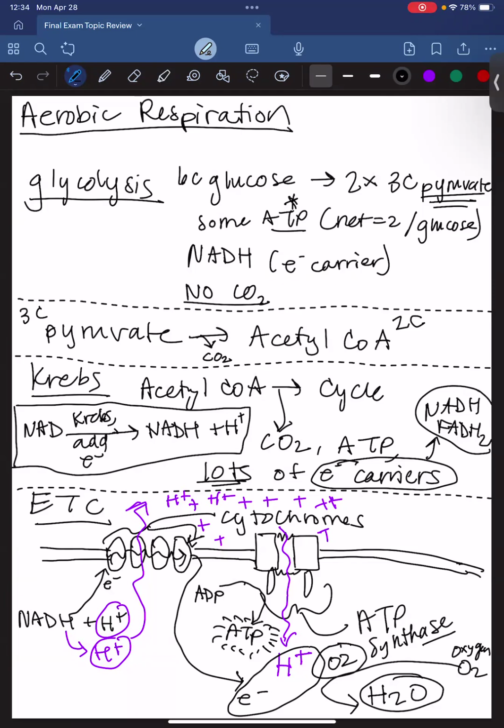But that's rigor mortis. You run out of ATP. Yes, you no longer have ATP. That's why you die. Okay, we good?